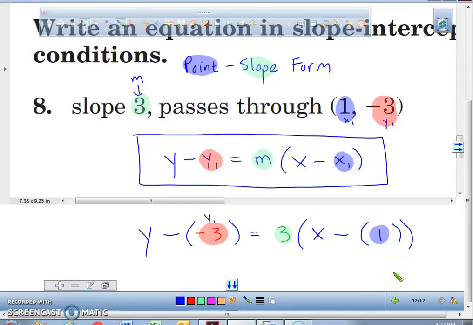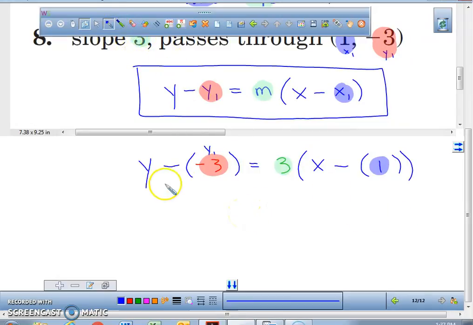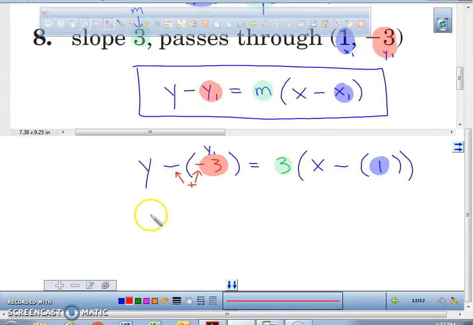I realize you see a whole lot of parentheses, but why did I put parentheses there? To make sure I knew. Right. I want to make sure that I knew I was plugging things in correctly. This is where students will make a mistake. There's a negative here. There's a negative here, so what's going to happen to those? Positive. So this actually becomes, everybody, y plus 3 equals 3 times x minus 1. Now, I really didn't have to worry about this one. This is pretty easy because it's just a positive. Okay?